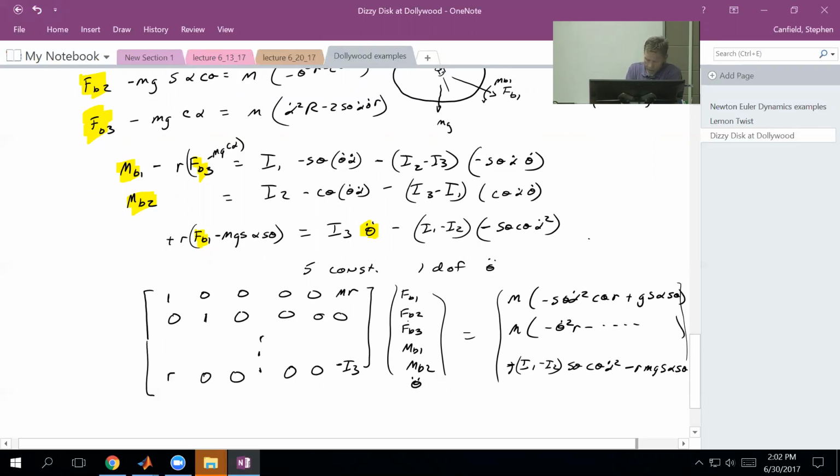I can simplify this somewhat. I can see these internal constraints are, theta double dot's not internal. Theta double dot's just these first two. So I could drop these internal terms and just get a 2 by 2 to solve. I'd have to work out FB1 and theta double dot together. All right, that completes this example.